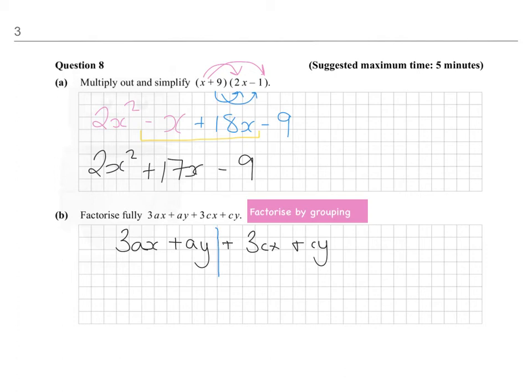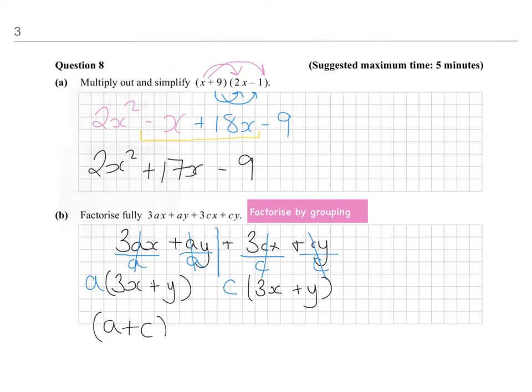Okay, factorise out what's common. So a is common. So if a is common, just put that in blue. We divide across by a. Alright, the a's cancel. We're left with 3x plus y. Okay, again over this side then, factorise out what's common. So that's c. Divide across by c. So essentially we're cancelling our c's. I'm left with 3x plus y. And I group them together then. So I have my a plus c and my 3x plus y. And that's factorised by grouping.